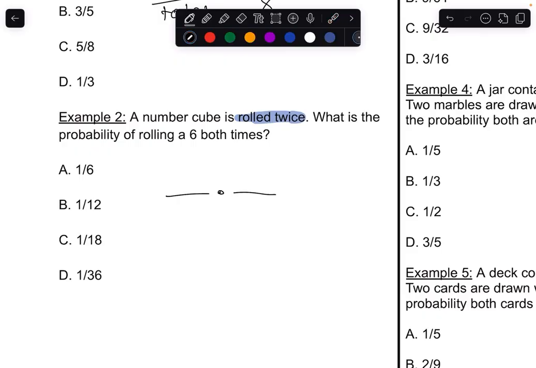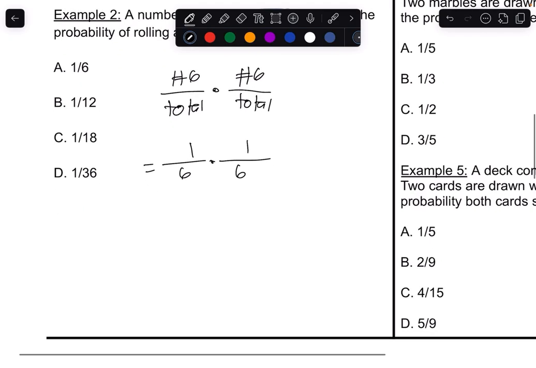Now, that means ideally, I want a number 6. And how many total sides are possible? Well, a cube has 6 sides, right? So that's the total amount of sides. And a 6 only appears once on the cube. So 1 over 6 for the first roll, and then still 1 over 6 for the second roll. If you forgot how to multiply fractions, you just multiply straight across. 1 times 1 is 1. 6 times 6 is 36.